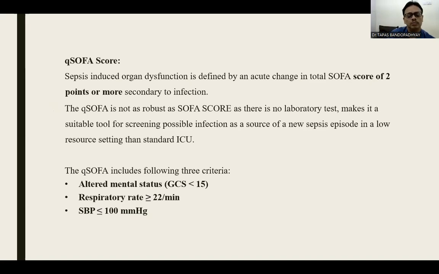Santosen. Now, one important scoring system is qSOFA, which we use at the bedside. Though there is no laboratory test, it makes it a suitable tool for screening possible infection as a source of a new sepsis episode in a low resource setting rather than the standard ICU. Because in our country, there are many ICUs that lack an advanced laboratory setup, and in those cases, clinically, you can prognosticate. The qSOFA includes the following 3 criteria: altered mental status, GCS less than 15, tachypnea more than 22, and systolic blood pressure less than or equal to 100.